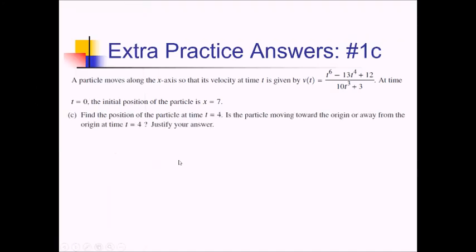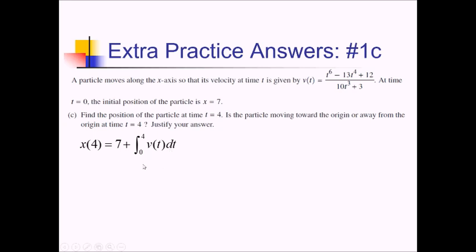On this part of the problem, they want me to find the position of my particle at time 4, and then figure out if it's moving toward or away from the origin at that time. So let's start with the position. That'll actually help us answer the second question anyway. So my position at time 4, which I will just denote as x of 4, that's going to equal my initial position at time 0, which was 7, plus, well, I need my total change in position from time 0 to time 4, so that's going to be the integral from 0 to 4 of my velocity, v of t dt.